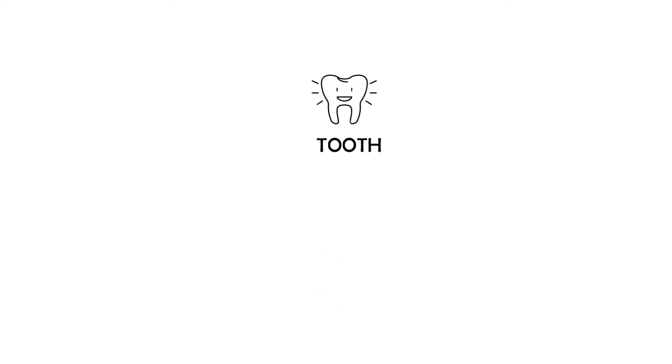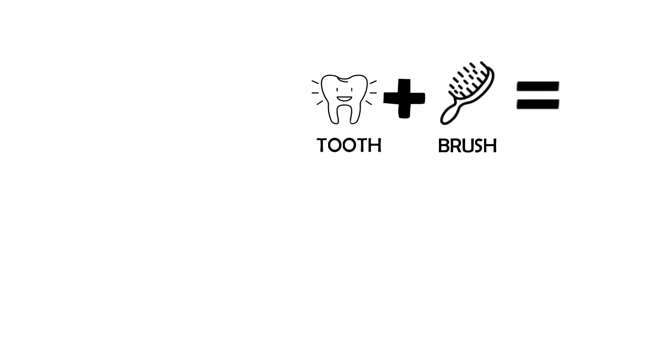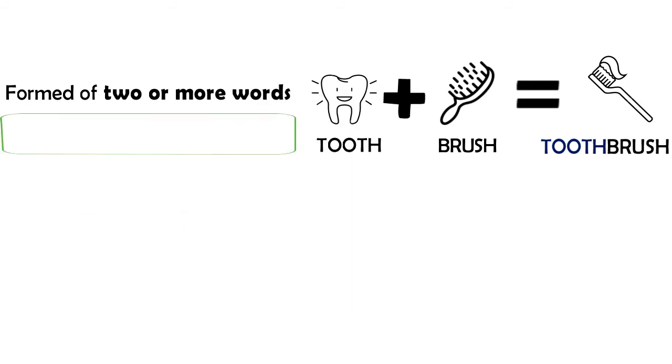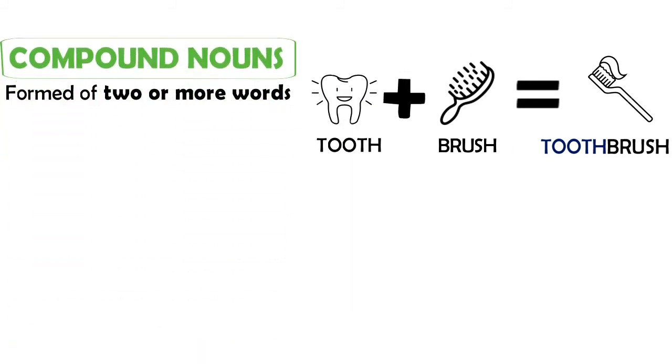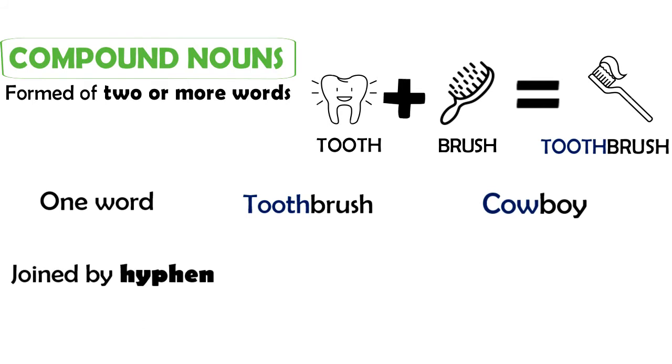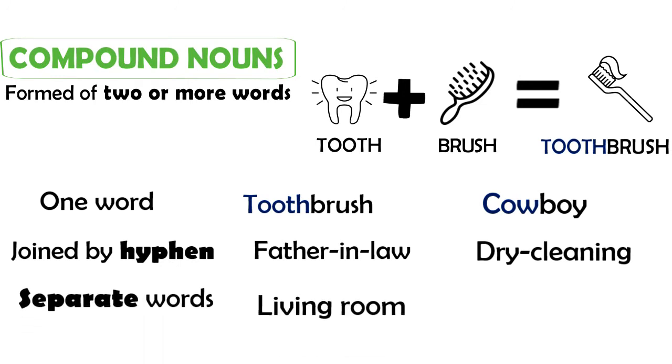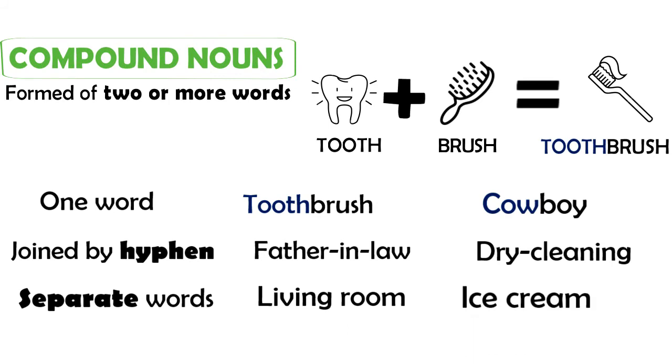For the next, we have a tooth plus a brush. This equals a toothbrush. It is formed with two words. The nouns that are formed of two or more words are called compound nouns. They can be one word like toothbrush or cowboy. They can be joined by a hyphen like father-in-law. They can be separate words like living room or ice cream.